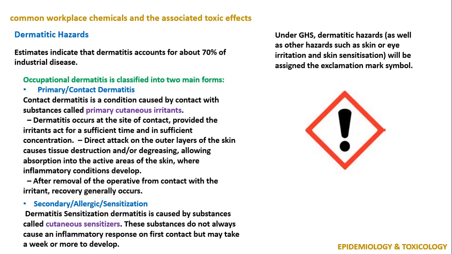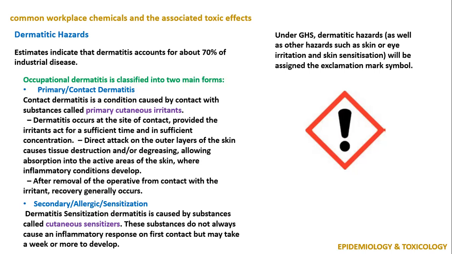A direct attack on the outer layer of the skin causes tissue destruction or degreasing, allowing absorption into the active area of the skin where an inflammatory condition can develop. Inflammation is the immune response of the body. After the removal of the operative from contact with the irritant, recovery generally occurs. Now, the primary contact dermatitis attacks the cutaneous part of the skin, which leads to degreasing or tissue destruction, which further allows absorption in the active skin area where the immune response condition can develop.